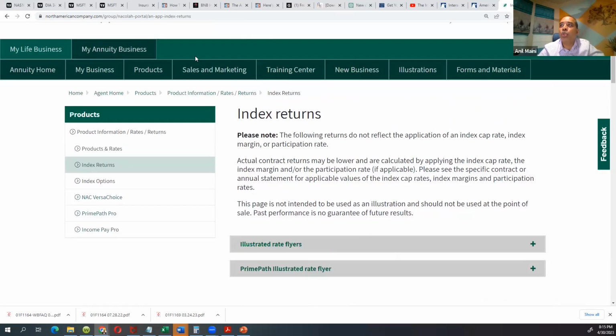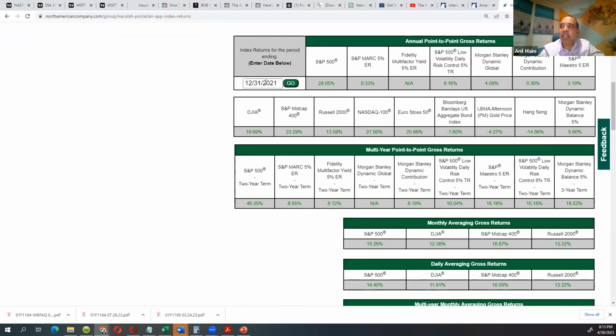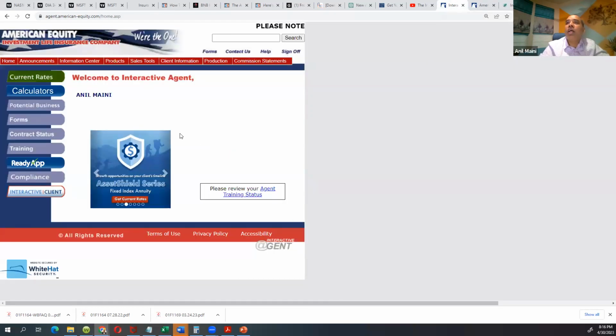What I mean is, go through each website and use their unique features. This feature is not available on other websites, where in one shot they give you all the returns based on the date. Any date you put in over the last 30 years, it will give you the returns. All right, let's focus on running one illustration. So, American Equity.